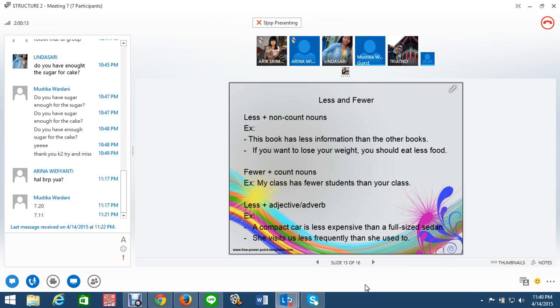Iya, the more. Kalau tidak ada adjective, tapi kalau ada adjective, misalnya the more, like this example, the more dangerous it is. Dangerous is adjective, so you have to put dangerous directly after the more. Okay, you get it right.